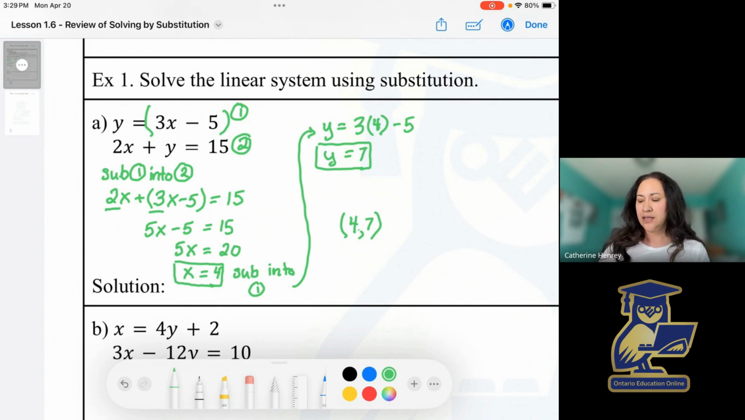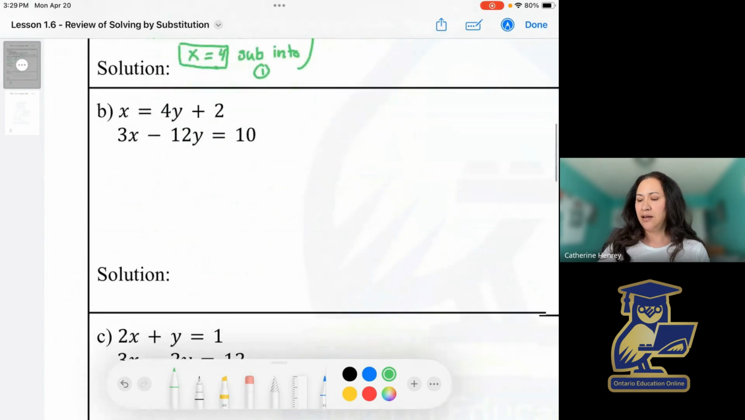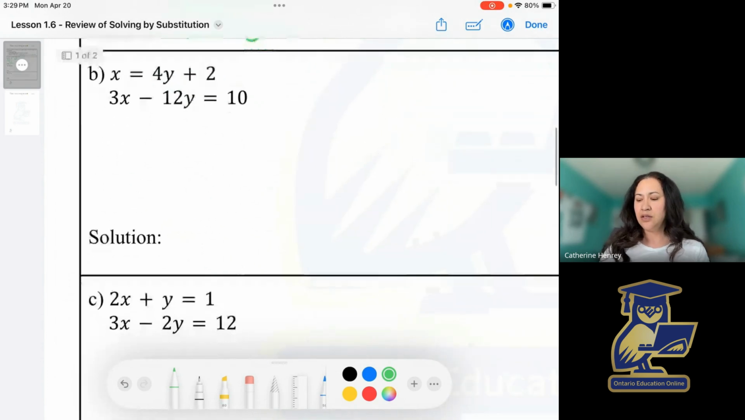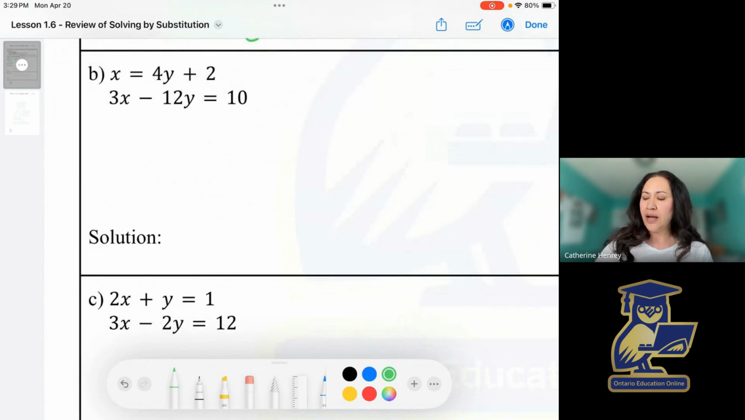So let's go ahead and take a look at example B. And you can see again that the first equation is solved for x, and x is equal to 4y plus 2. Again, I'm going to name this equation number 1. And then 3x minus 12y equal to 10. That is my second equation. So what I'll do here is I'll sub the first equation into the second equation.